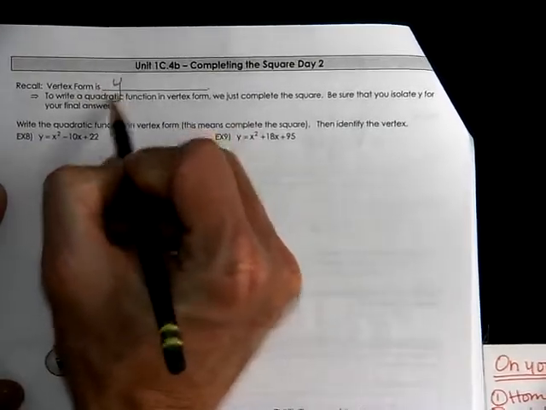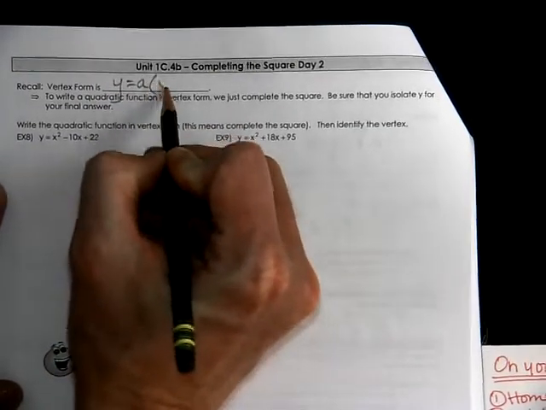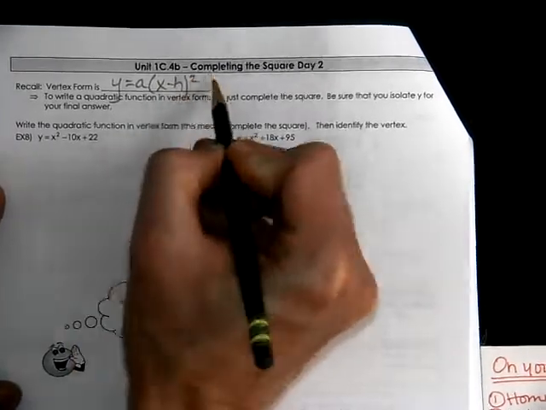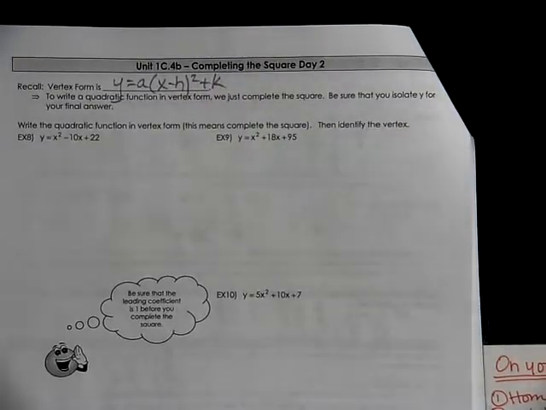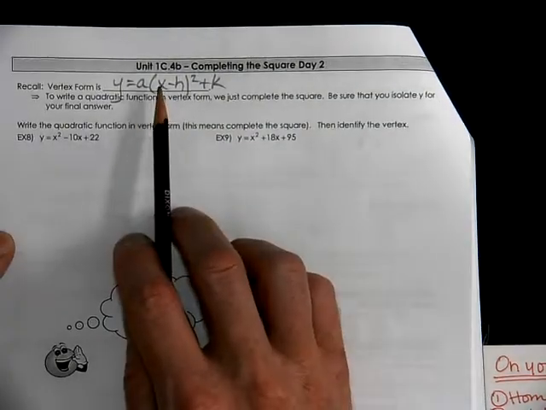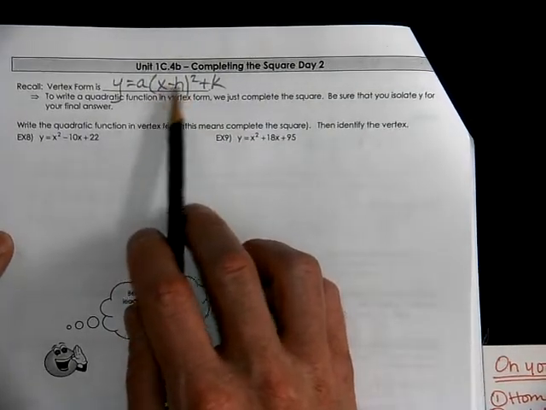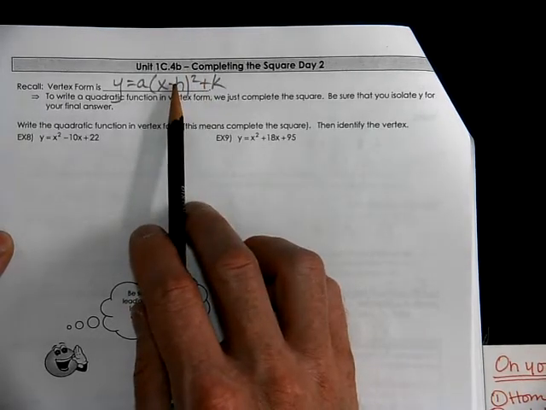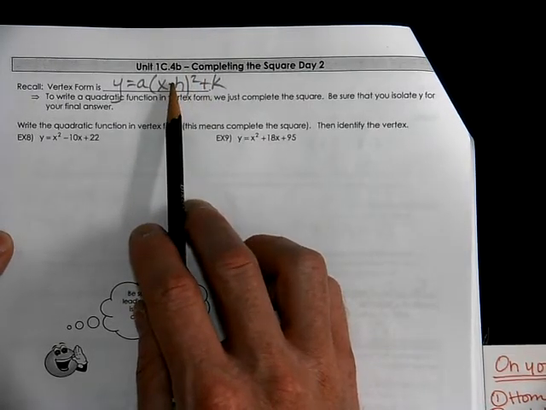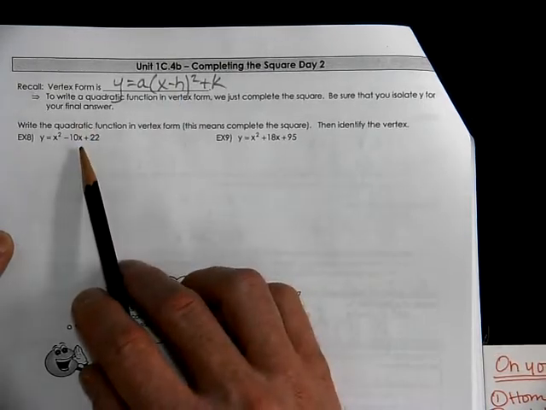So we know that vertex form, that we've learned before about a quadratic equation, has the h and the k. Notice that this has a perfect square inside. We're squaring a binomial, and we can reach that by completing the square of a trinomial.